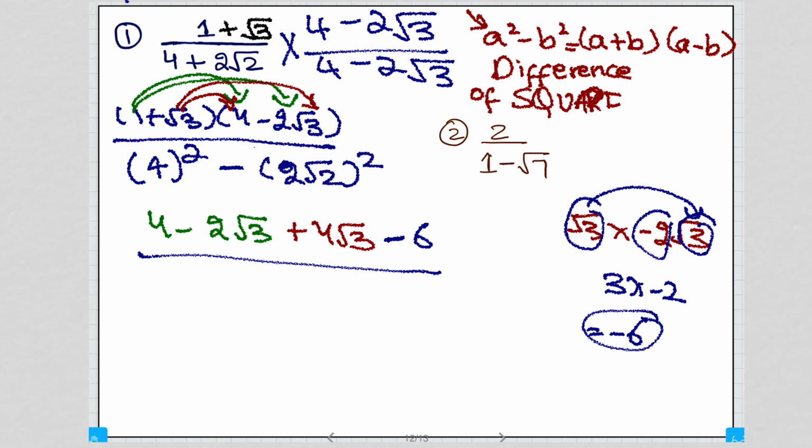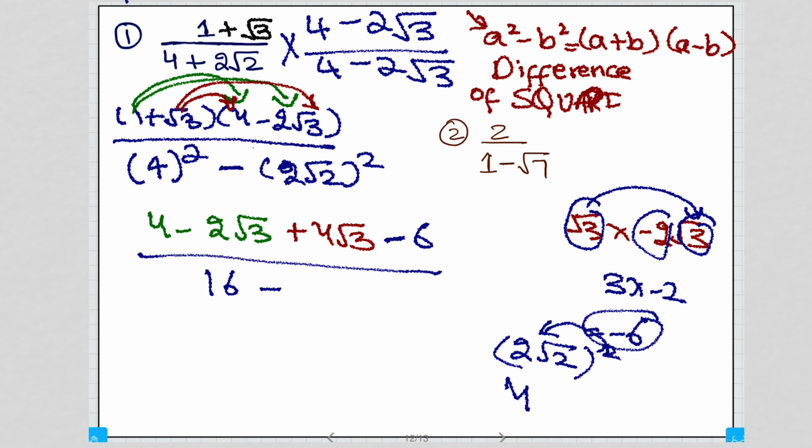Next step, what is 4 squared? 16. And then again, 2 root 3 squared would be 2 squared is 4, and root 3 squared would be just 3. Why? Because the square and the square root cancel each other. 4 times 3 is 12. So 16 minus 12.